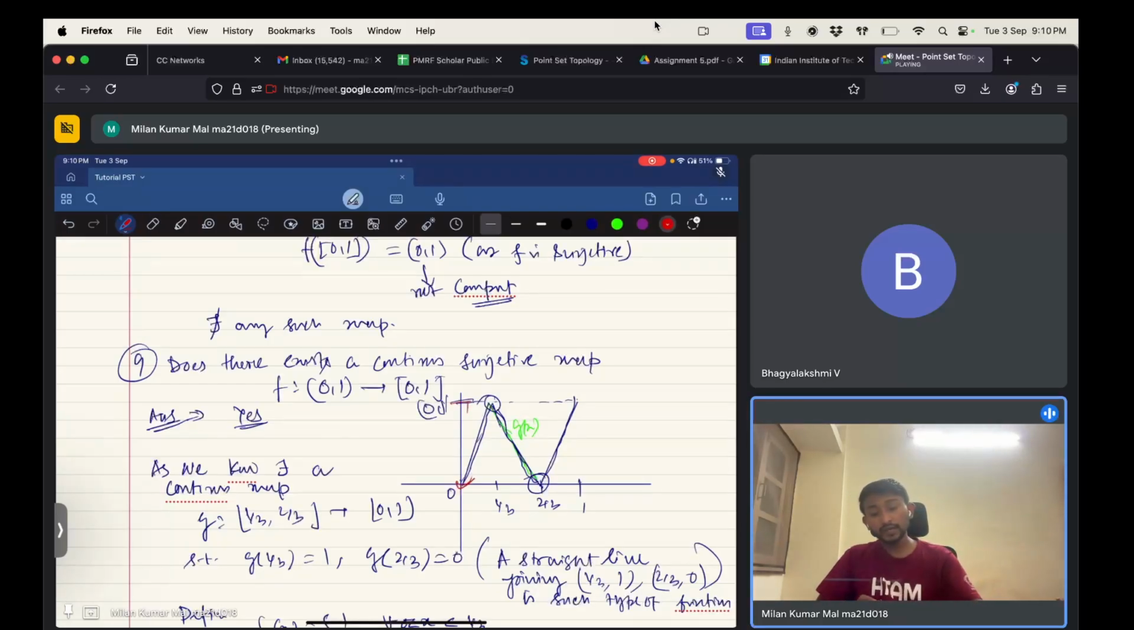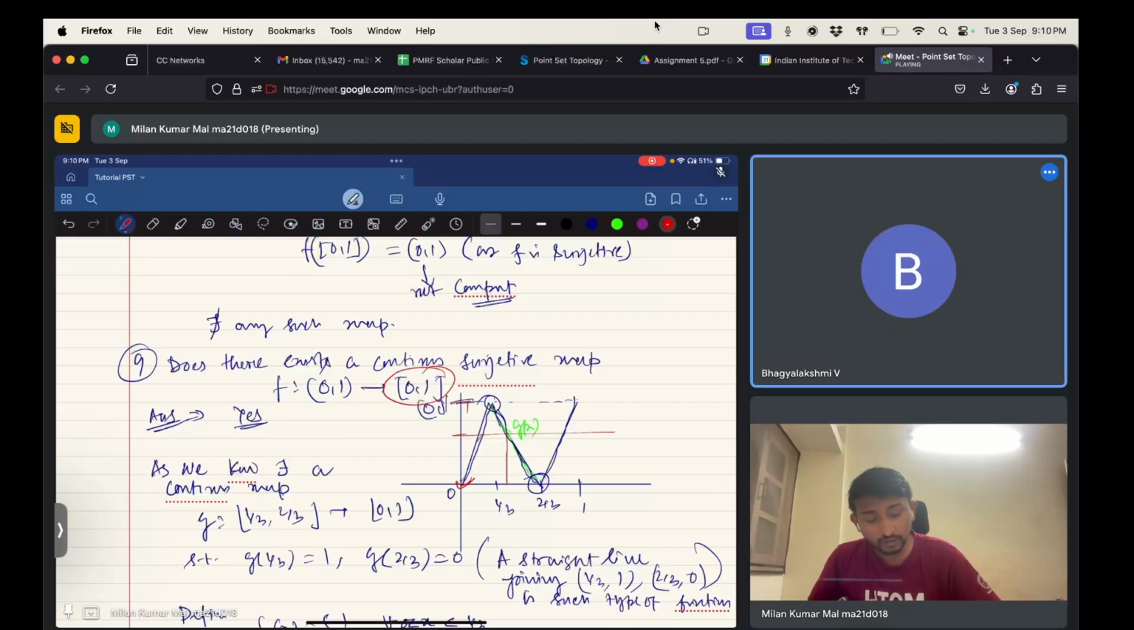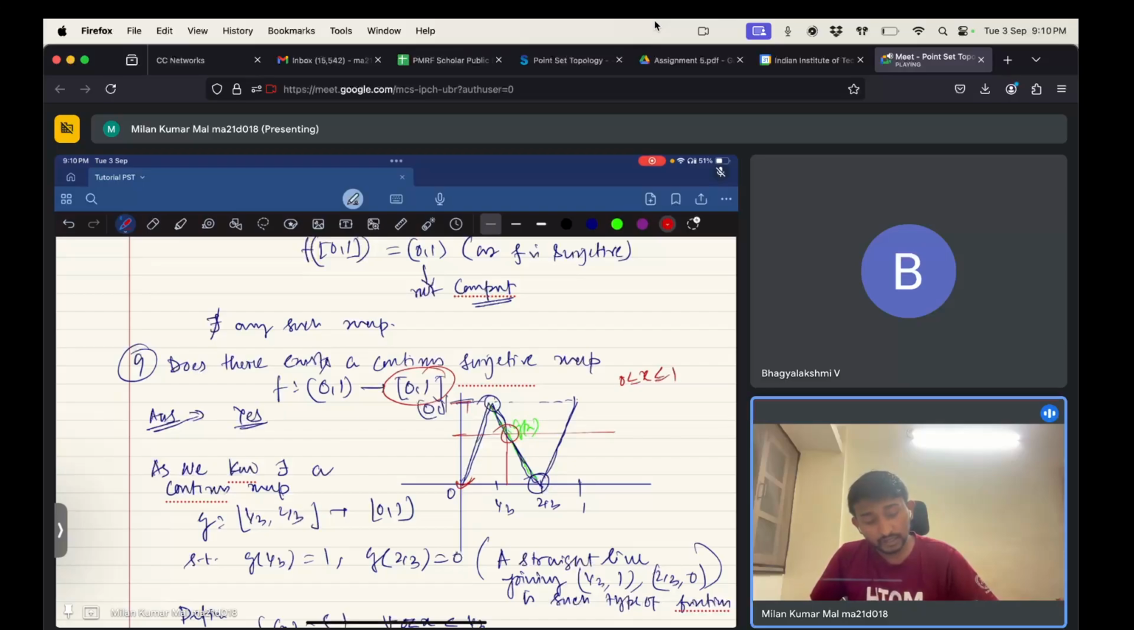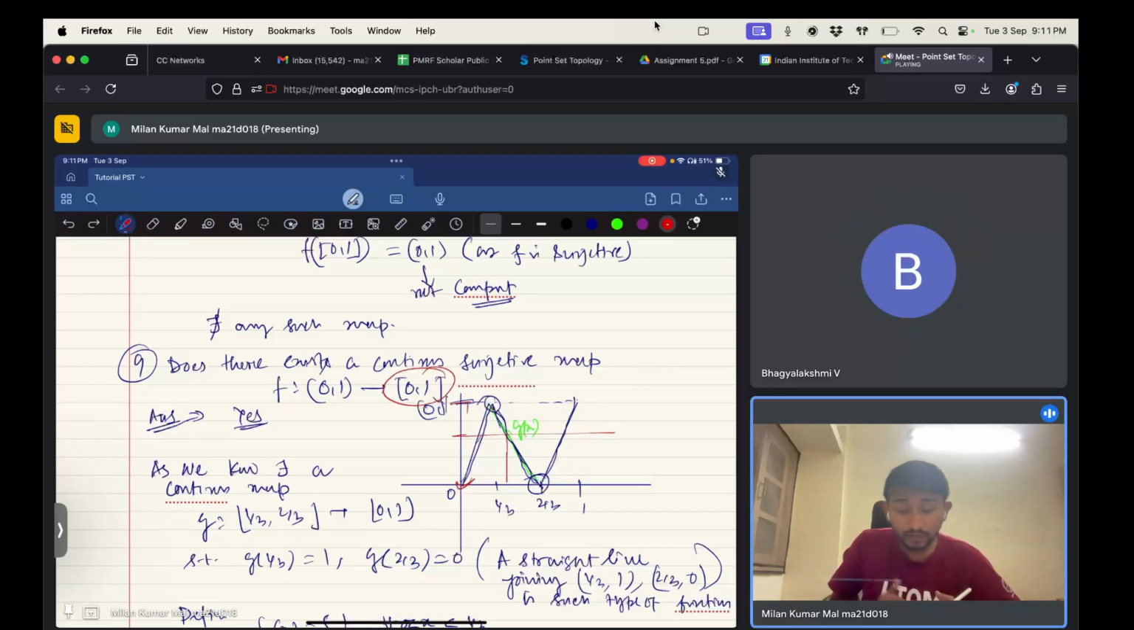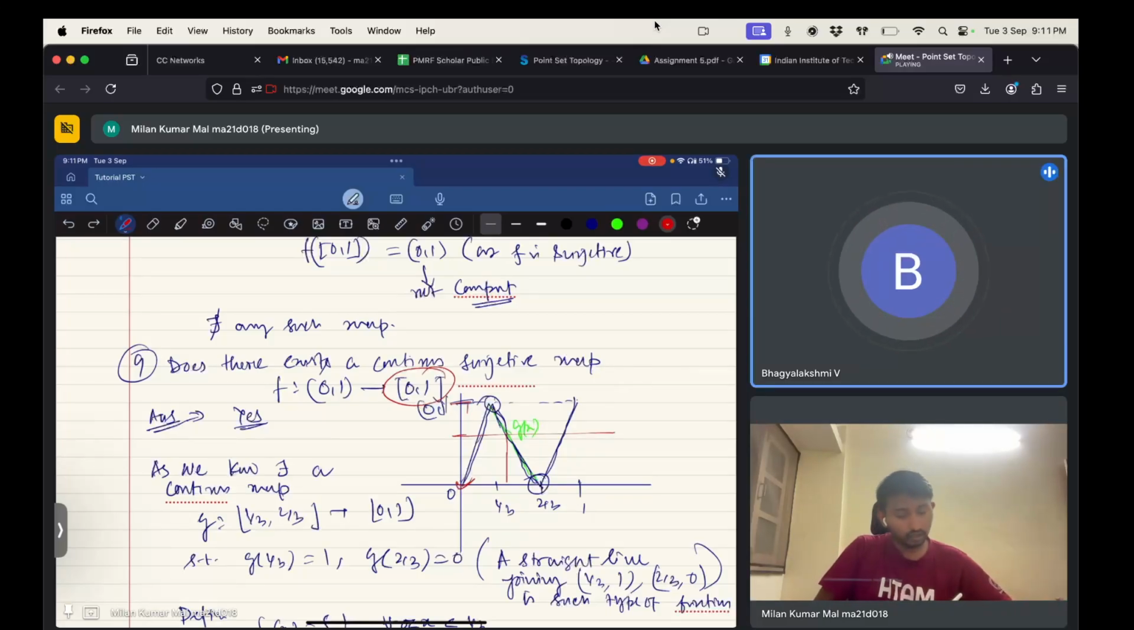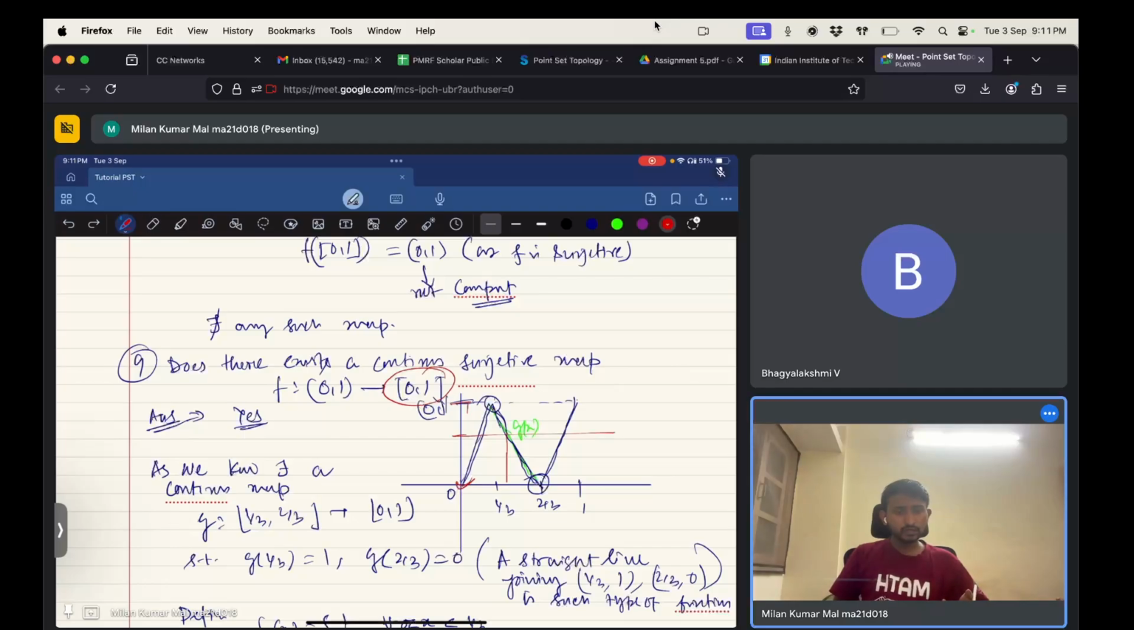So if I take any point in the closed interval 0 to 1, I can draw a line, and corresponding to this point the image will be that point. So f is taking every value between 0 and 1, and f is continuous. Every value from 0 to 1 is taken, which means f is surjective. That is what I mean.